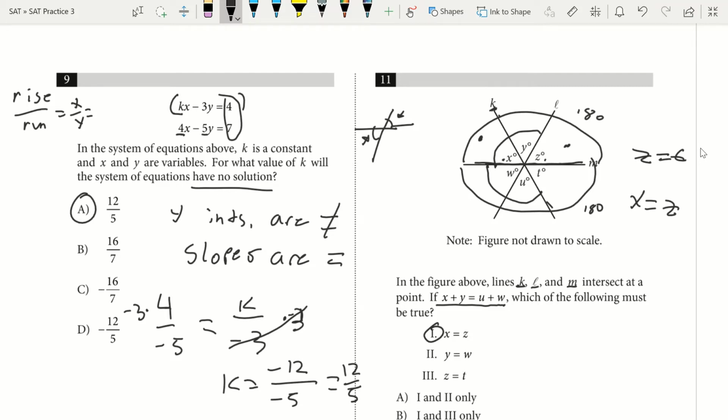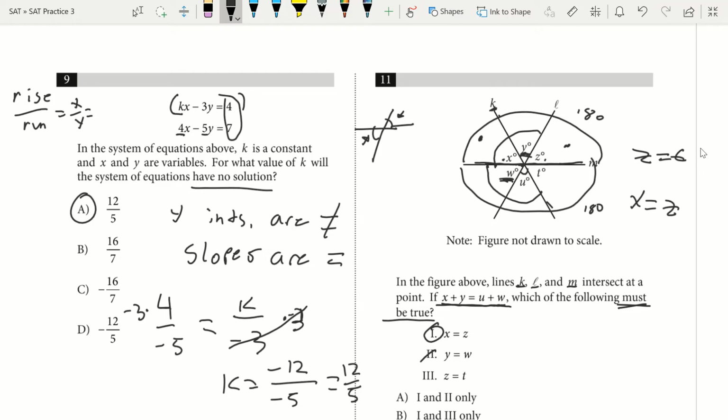Now question 2, y equals w. Well, we have y here, right? We know y will equal u. But what will y not equal? Y will not equal w, right? Well, it could, but we don't know for sure, and we don't know that it must be true. It doesn't have to be true to satisfy all of this, okay? Because they're not vertical angles, and the x plus y equals u plus w doesn't give us anything, right? Because it doesn't give us any indication that y would equal w. So y equals w is not true.